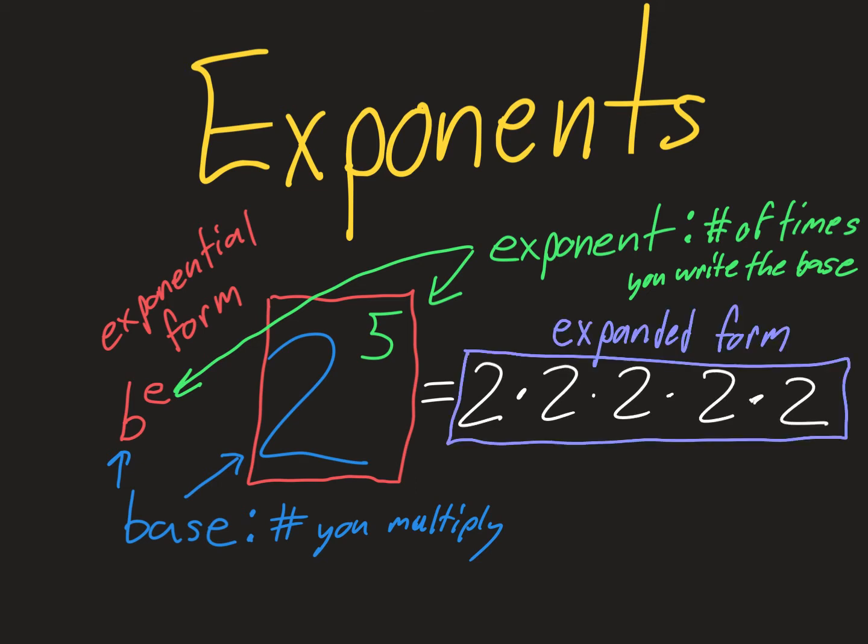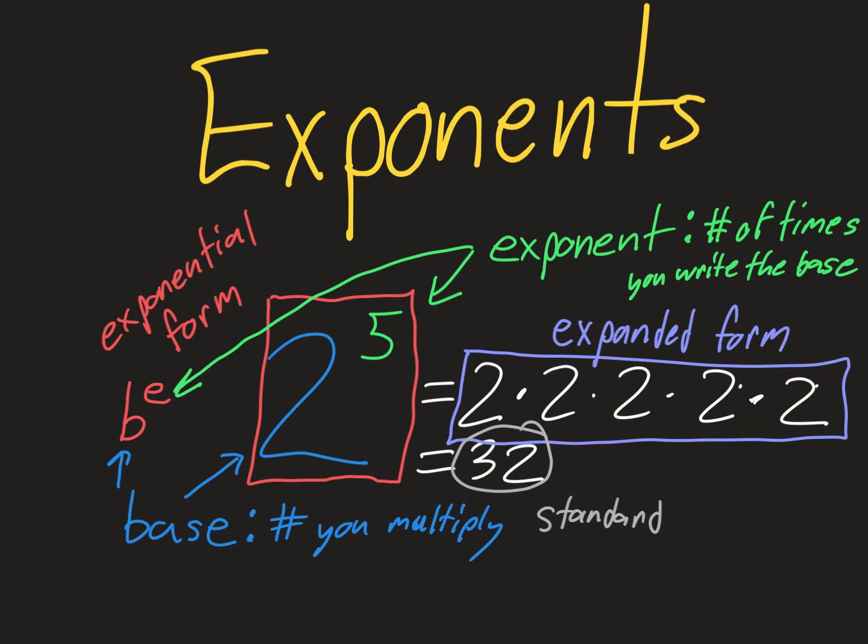If we multiply all of these together, we will get the number in standard form. 2 times 2 is 4, times 2 is 8, times 2 is 16, times 2 is 32. So 2 to the 5th power is 32.